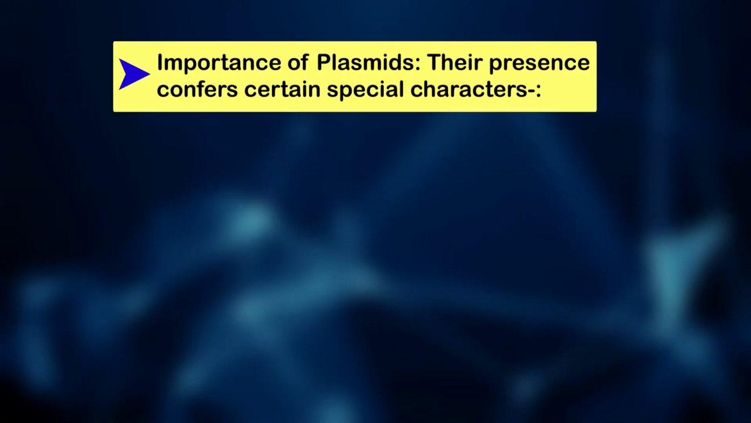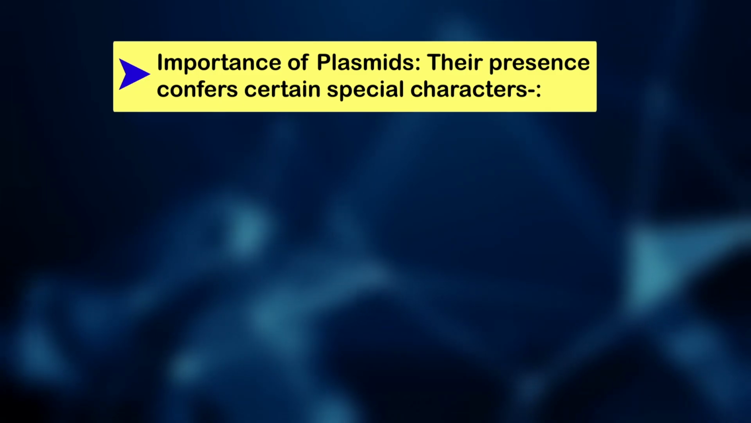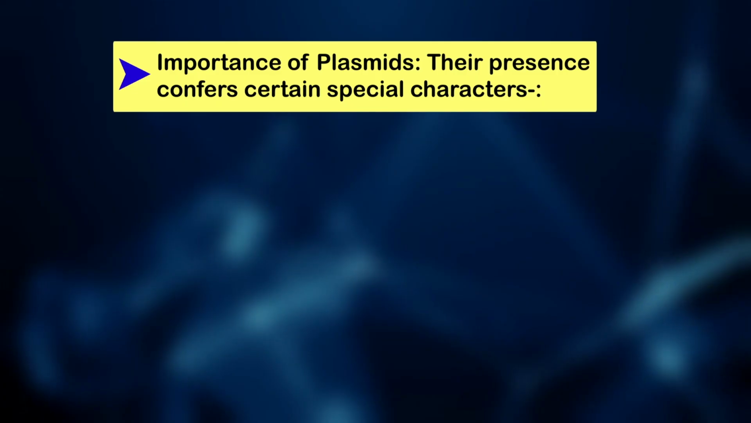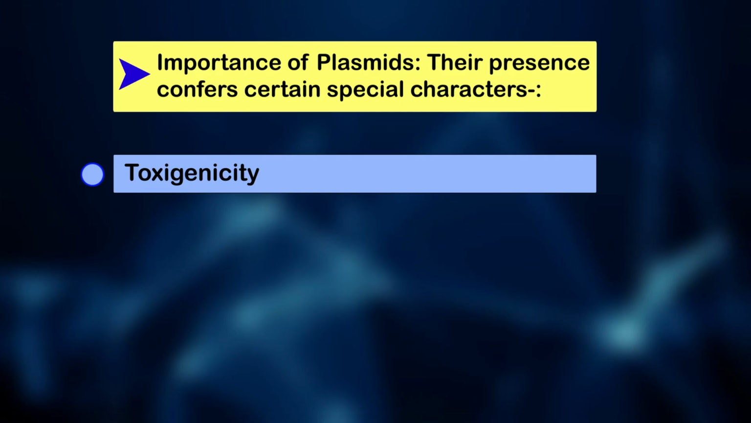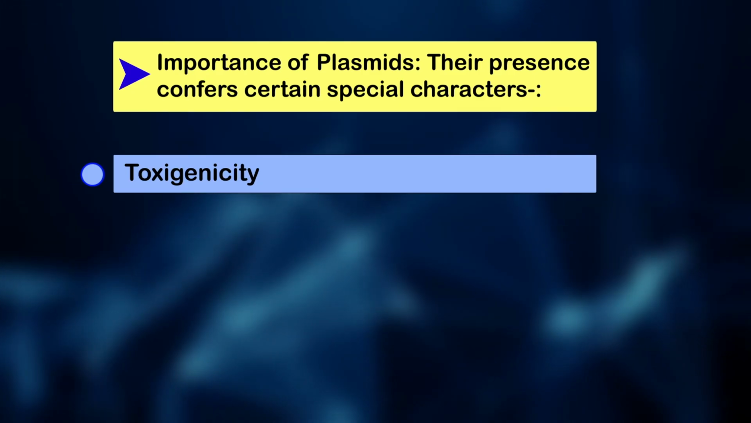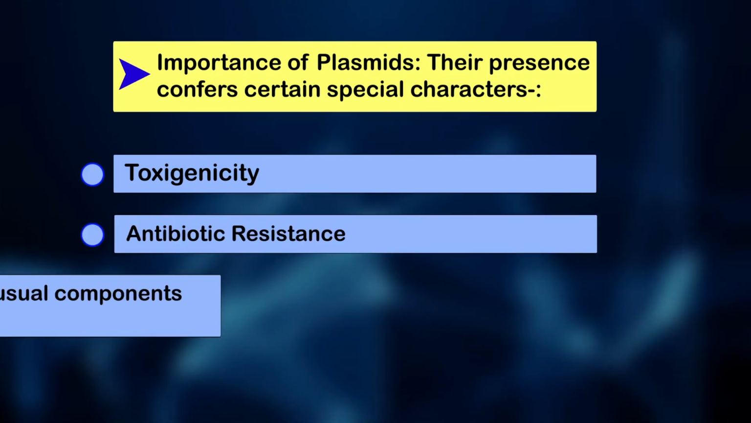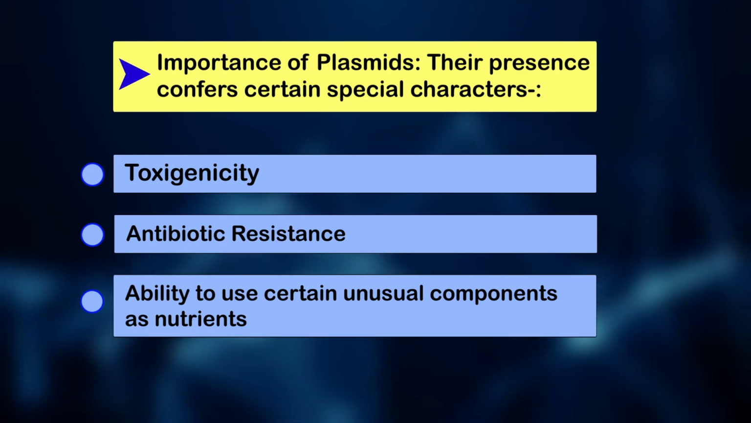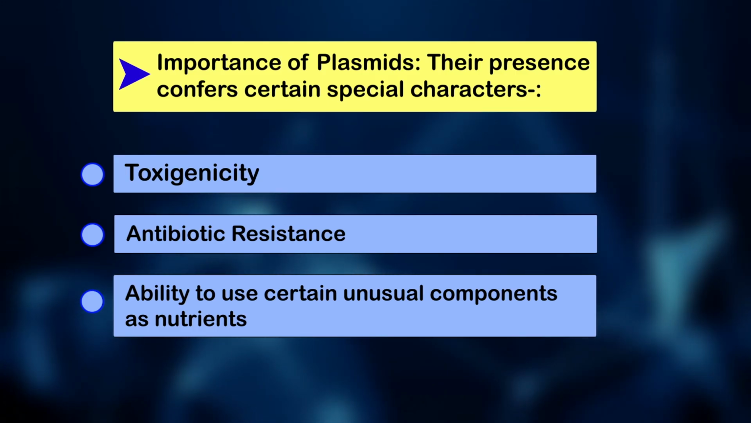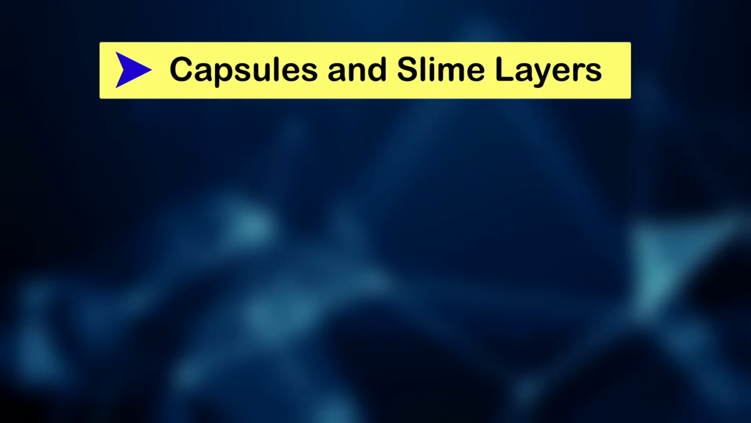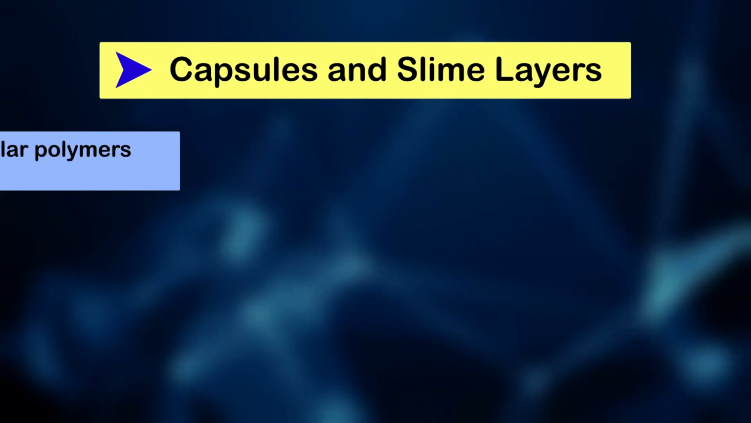The importance of plasmids: their presence confers certain special characters. The plasmids confer toxigenicity, antibiotic resistance, and the ability to use certain unusual components as nutrients. The plasmid is very important in recombinant DNA technology for the transfer of a new gene into the bacteria. Capsules and slime layer.